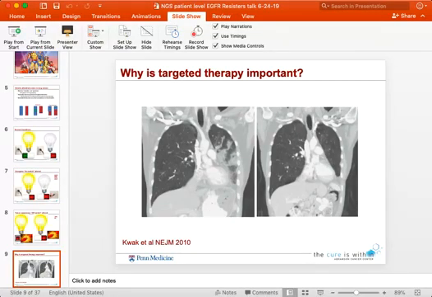Oh, you can see the cursor. Thank you. Oh, cool.